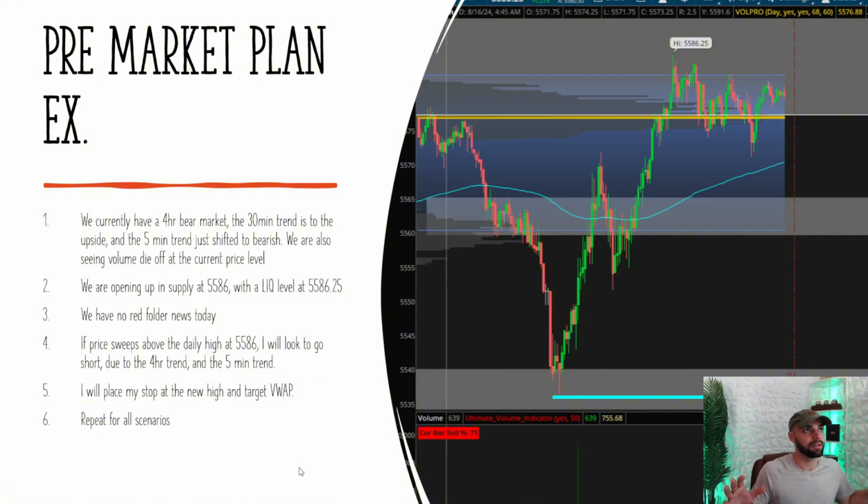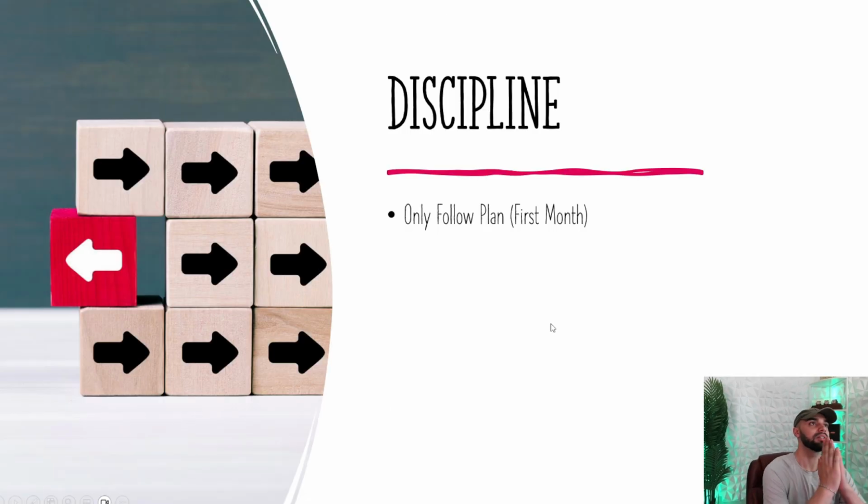Repeat that for all scenarios, right? So let's say if the market sells off, I'm gonna be looking for absorption and demand to go long. Since the 4-hour structure is bearish, I might want to wait for a break of demand and a retest to go short. Write every single scenario down. Have discipline to only follow your plan.